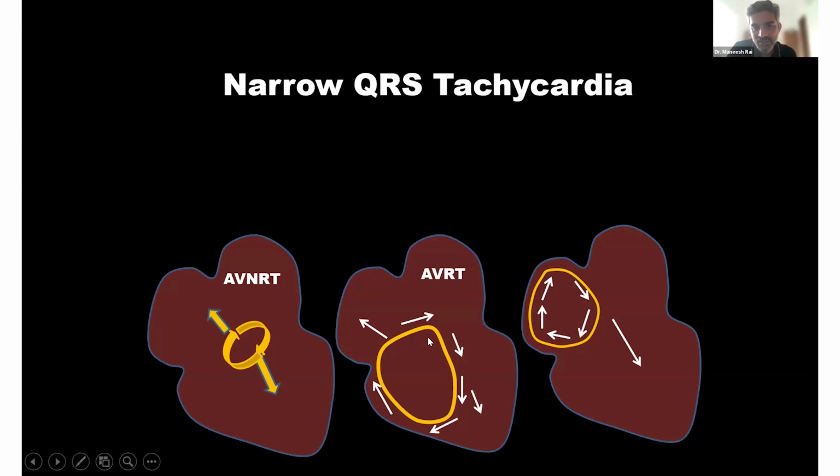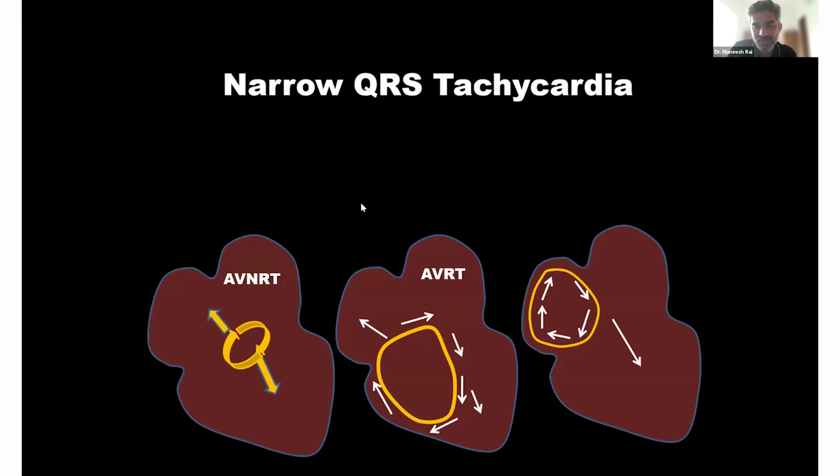But unlike an AVRT, wherein the activation of the atria occurs after the activation of the ventricles, in an AVNRT, because it is a very narrow, small area of circuit, the atrial and ventricular activation is almost simultaneous. That's why many times we find the P waves buried within the QRS. So these are the basic sites where these circuits can happen.